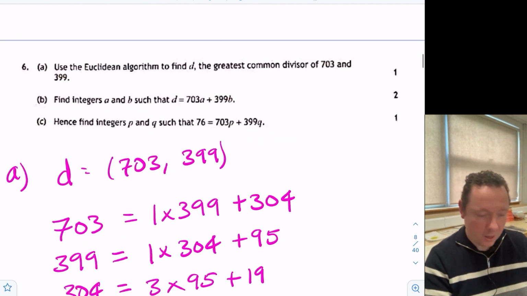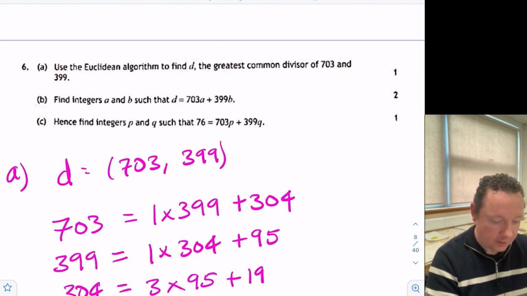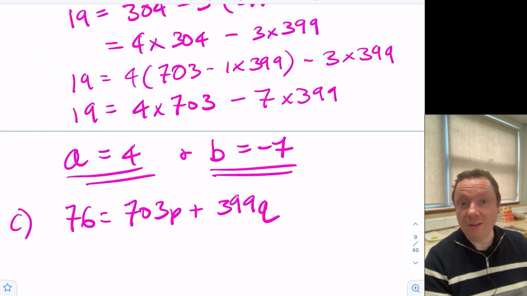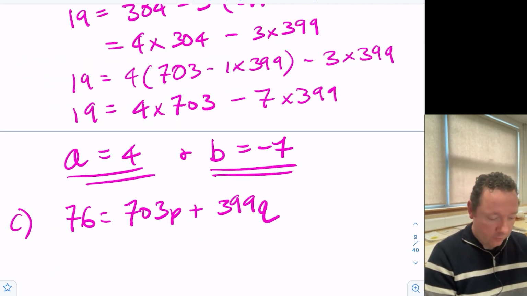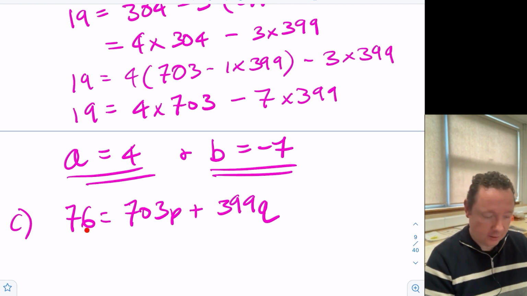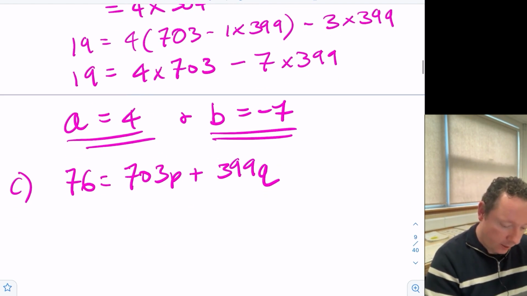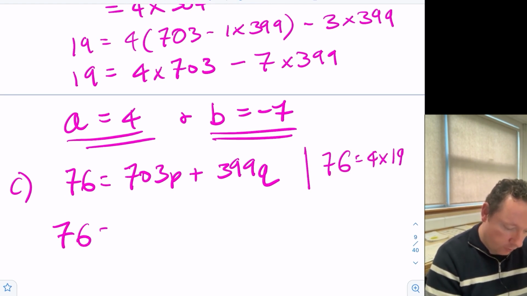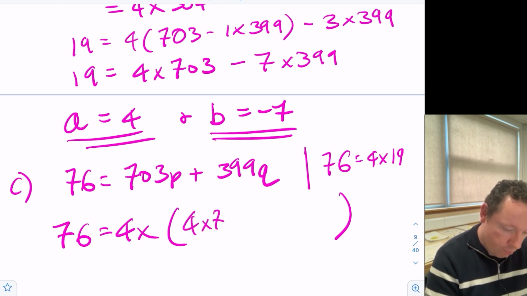And we're done there. Part C, hence find integers p and q such that 76 equals 703p plus 399q. So notice the connection between 76 and 19. 4 19s is 76. So that means that 76 equals 4 times 19, so 76 is equal to 4 times the whole thing we just got, which is 4 times 703 minus 7 times 399.